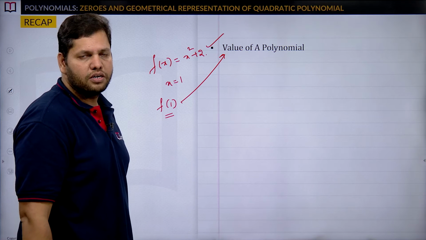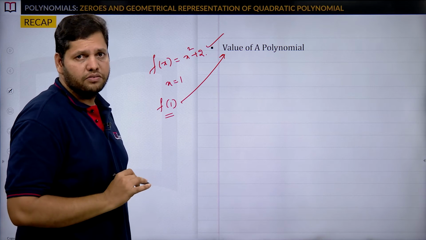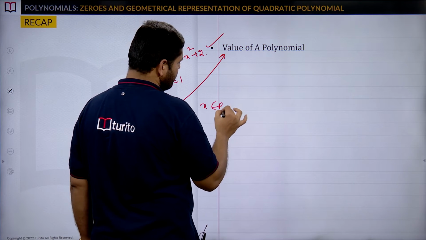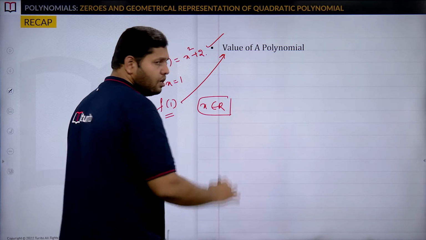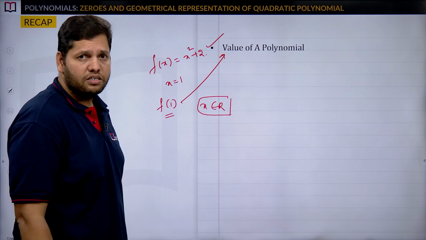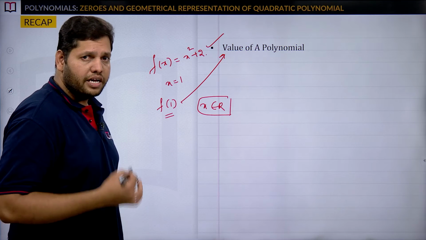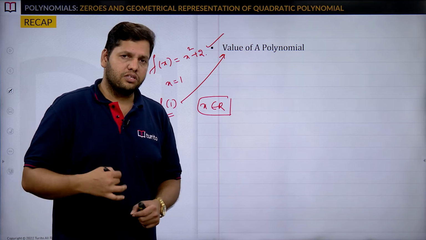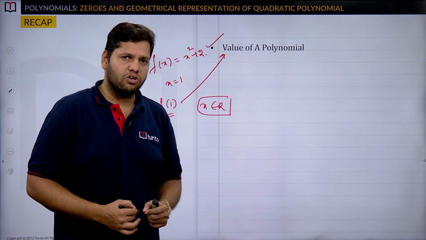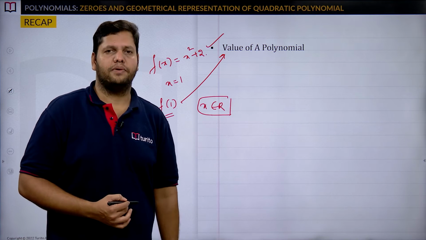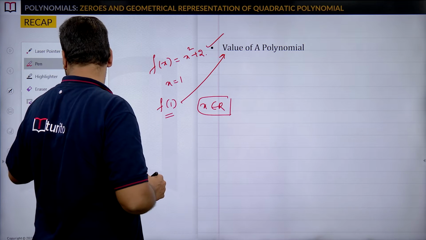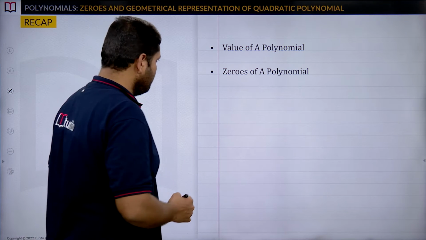Are you getting my point, children? Here x is a real number. You can substitute any value for x and find out the value of the expression after substituting. That value of the expression we call the value of the polynomial. Okay, so that is the value of the polynomial.